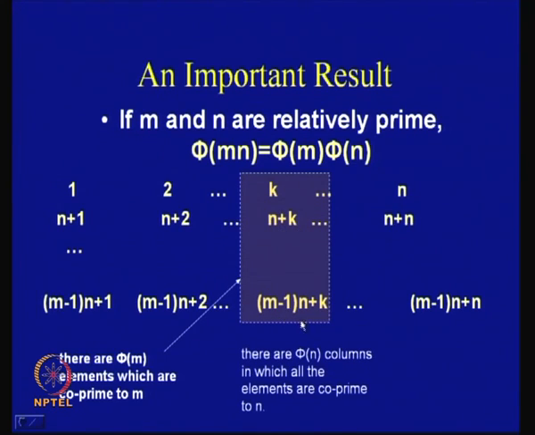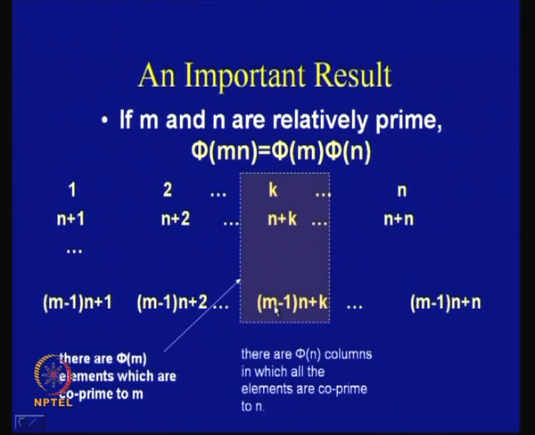You see that this is (m minus 1) into n plus k, again the remainder is k, and if this number has to be co-prime with n, then k has to be co-prime with n. The same holds for this one also. So if k is co-prime to n in this entire column, then all these numbers are co-prime to n.